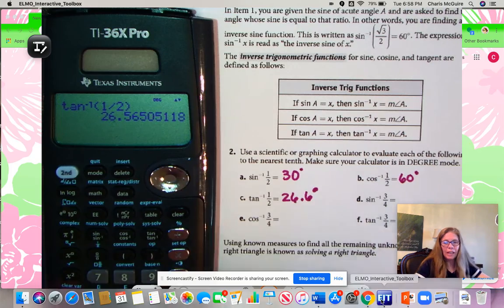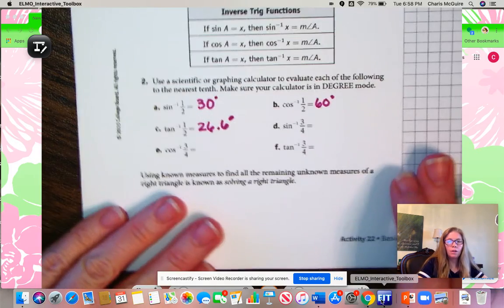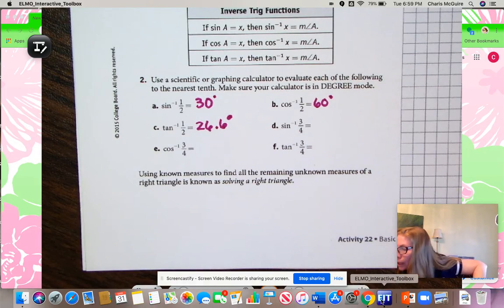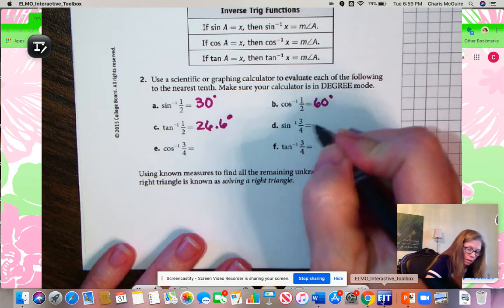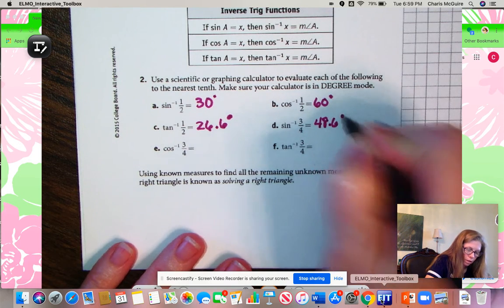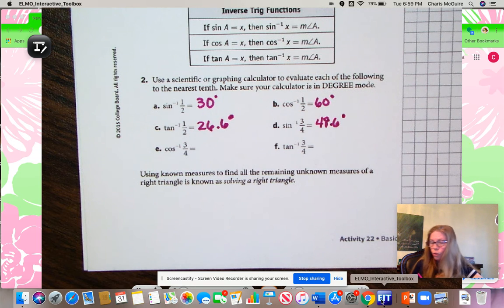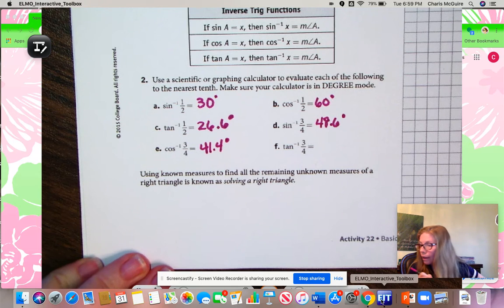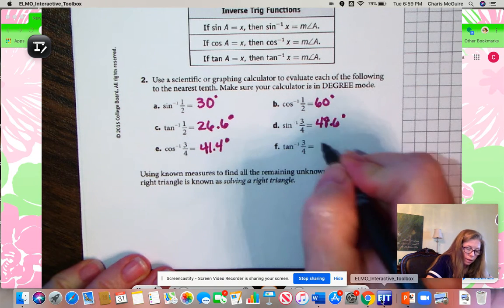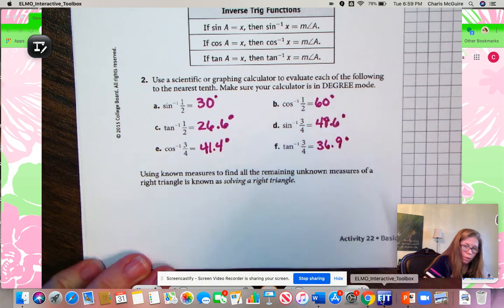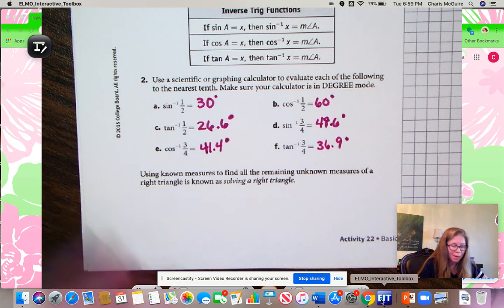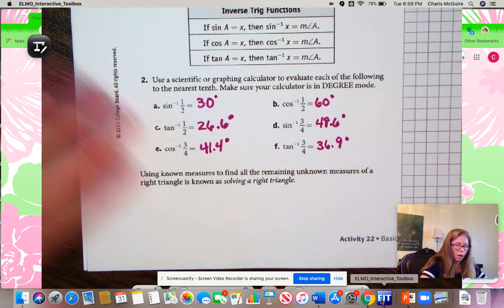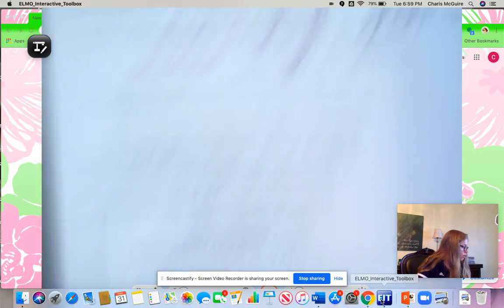Okay, let's take a look at our answers for D. I'm just going to write them out for you. D is 48.6 degrees. E is 41.4 degrees. And F is 36.9. Okay, hope you did okay. Just pressing buttons on your calculator. Nothing too big. All right, so now we're going to take this idea and use it to actually solve some right triangles. So go to our next page.